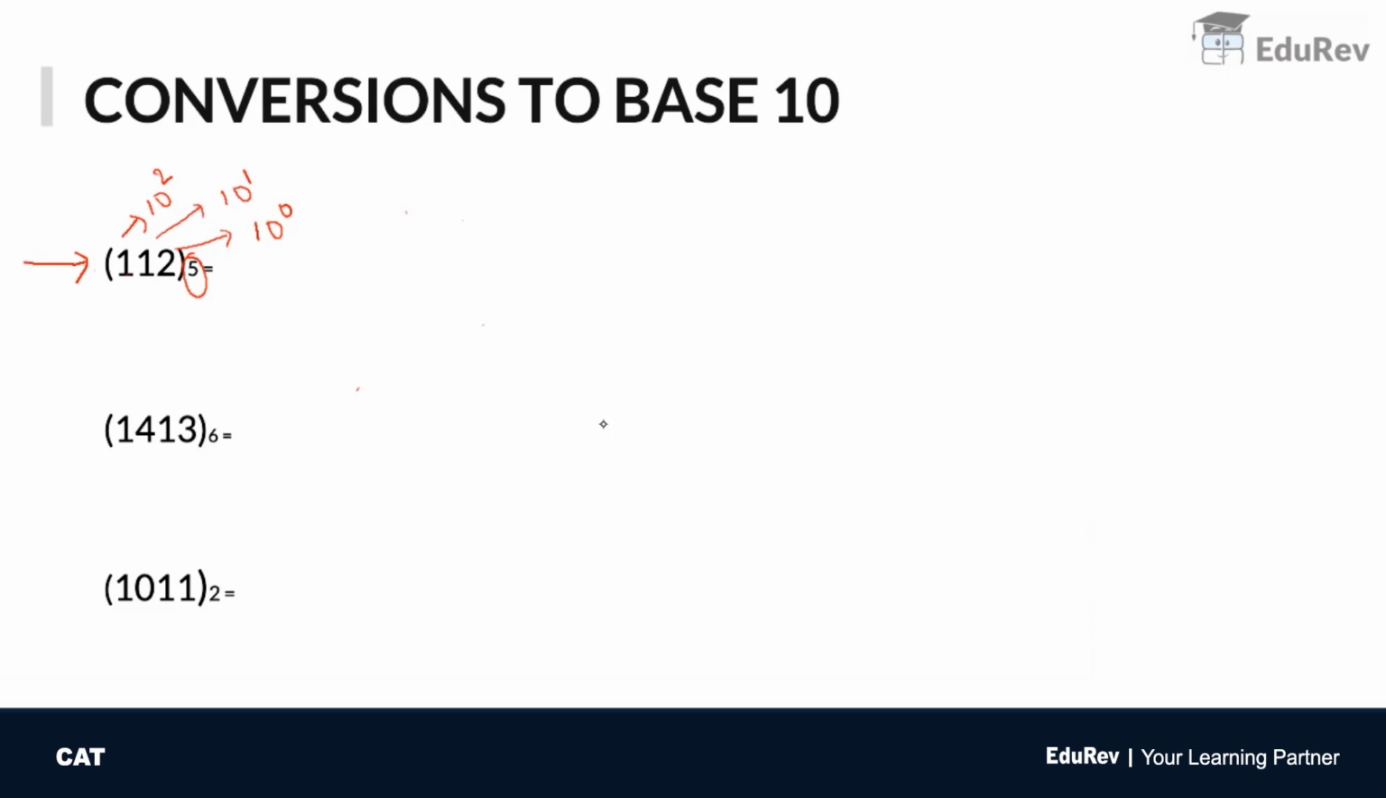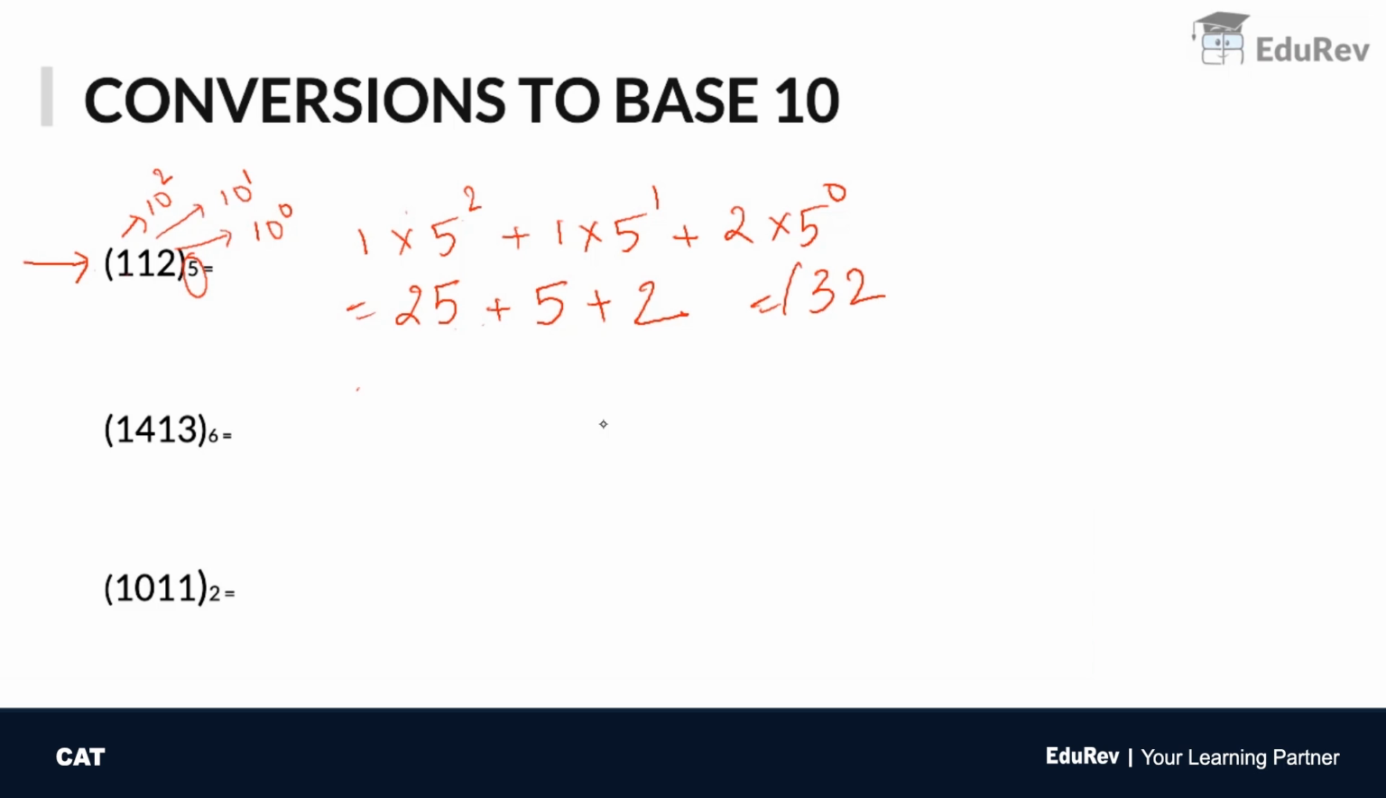So you can write it as 1 into 5 square plus 1 into 5 raised to 1 plus 2 into 5 raised to 0. So this will become 25, this will become 5, and 2 into 5 raised to 0 is 1, so this is 2. So 25 plus 5 plus 2 will give you 32. So this is 32 to the base 10. So 112 to the base 5 is the same as 32 to the base 10.